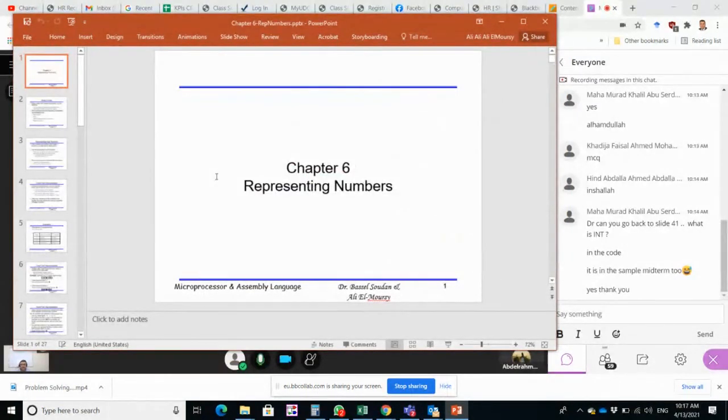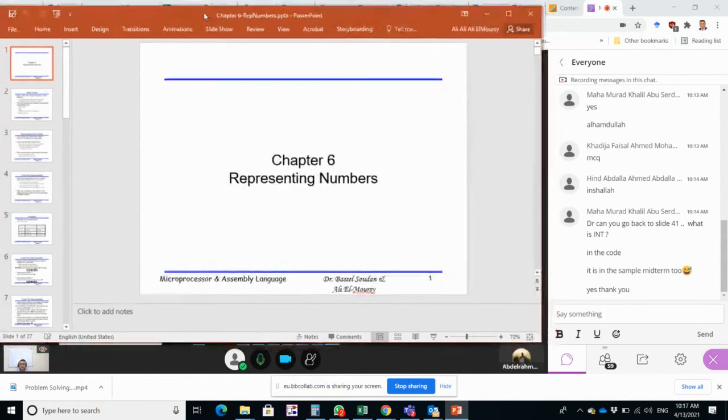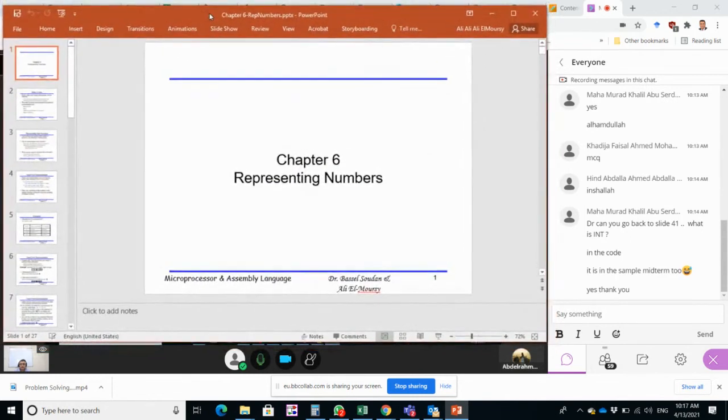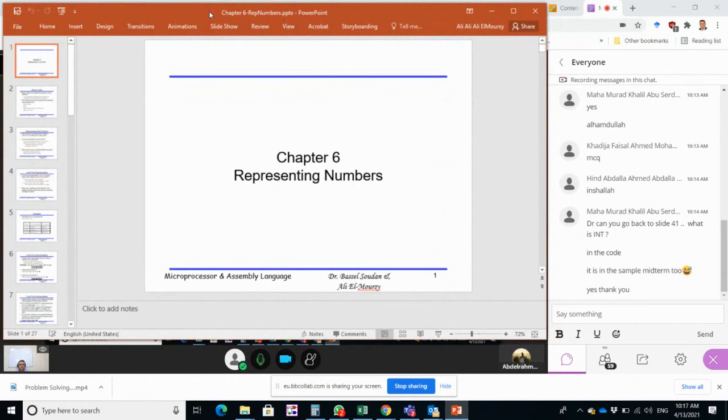Let's go to the next chapter: number representation. Can you see my screen?